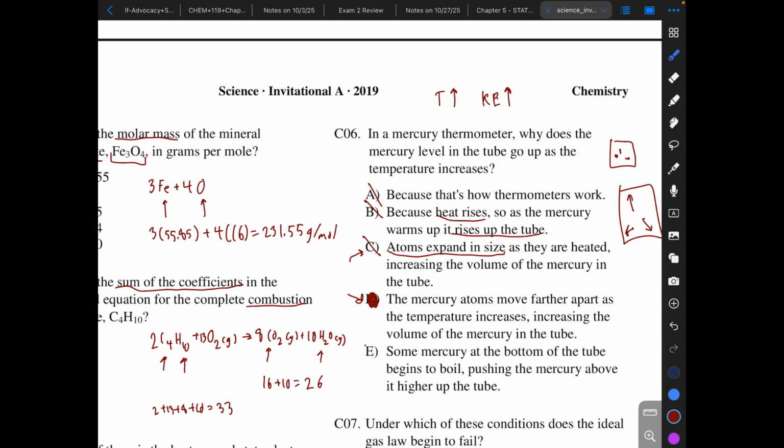And as for E, some mercury at the bottom of the tube begins to boil, pushing the mercury above it higher up the tube. That doesn't make sense because, just like my explanation with option choice B, eventually when everything's the same temperature, there shouldn't be any one part boiling while the other part isn't. So anything that has to do with heat rising at a certain point is just incorrect. The only option is when the molecules start moving further apart from each other. So the answer to number 6 is D.